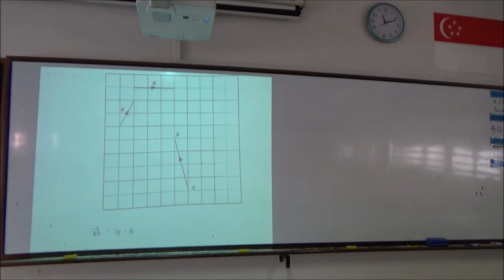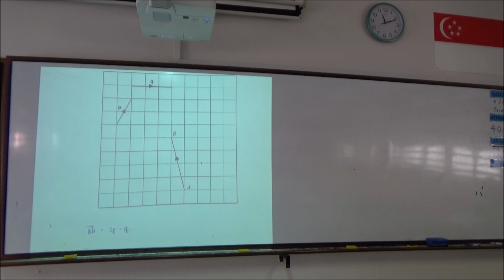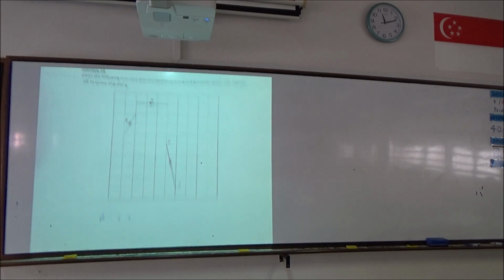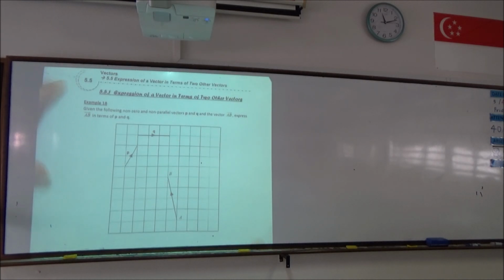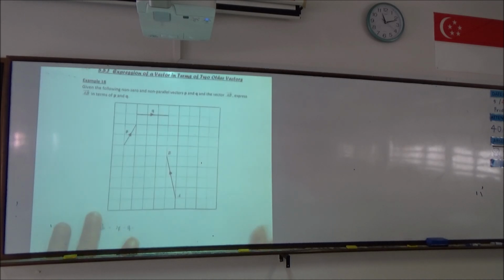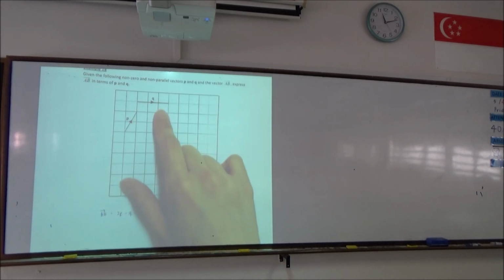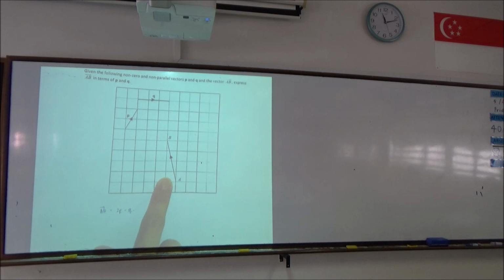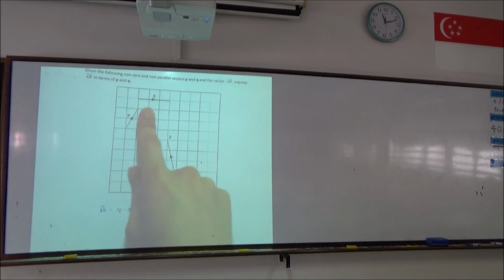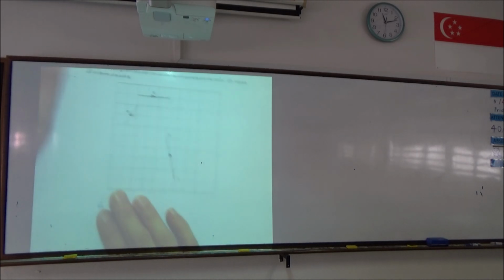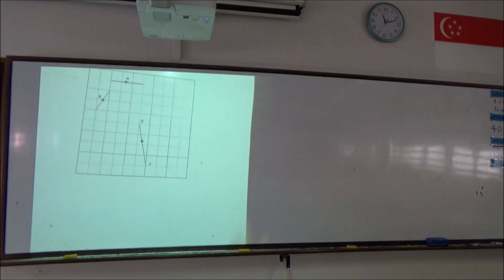Next, 5.5 is just a very simple and short one-page thing. 5.5 is about expression of a vector in terms of two other vectors. If I were to have vectors p and q in this manner, I want to express this vector in terms of p and q. What do you think? What do you think AB could be expressed as?